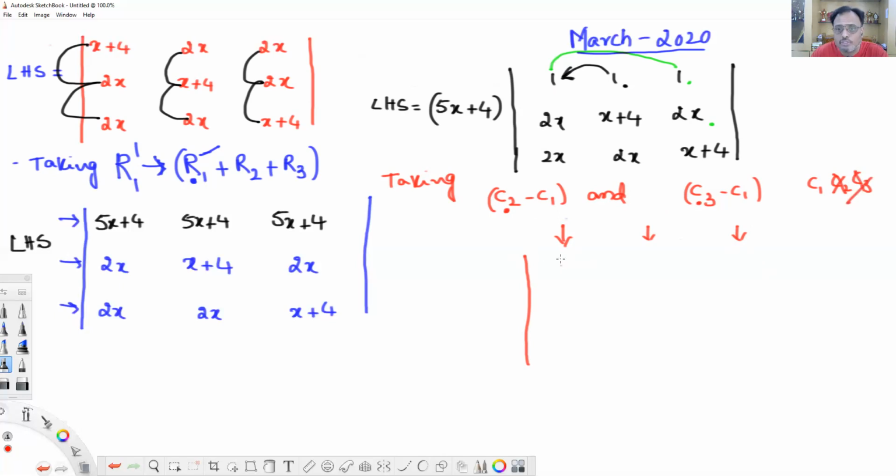First you write C1 unchanged: 1, 2x, 2x. Now the operation. The C2 minus C1 result has to be taken in C2. C2 minus C1 like this: 0, x plus 4 minus 2x, that is 4 minus x you get. The result has to be entered in C2. Next, 2x minus 2x, 0.